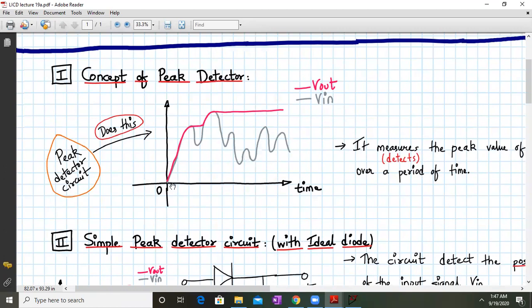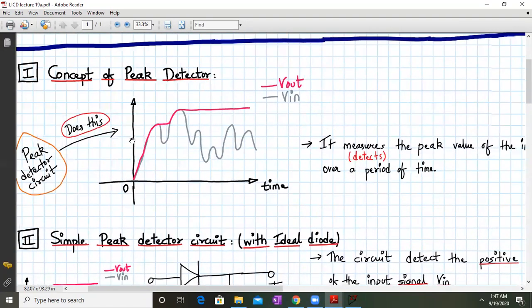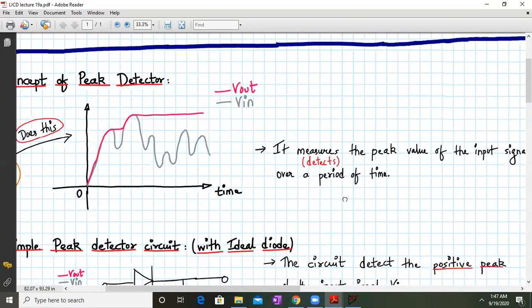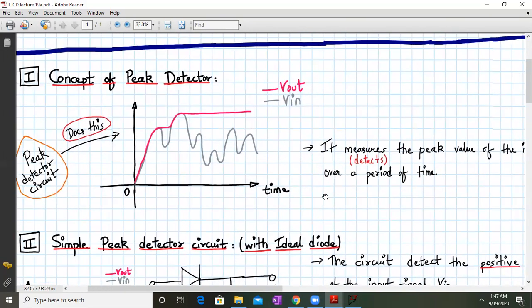Let's say you have a waveform which is varying with time, not periodically. It's changing its peak, it's going down, it's going up. So what should the peak detector circuit do? The peak detector circuit should detect the peak of this irregular shape waveform, right? So let me describe in words. It detects the peak of the input signal over a period of time. So my output should detect the peak of my input.